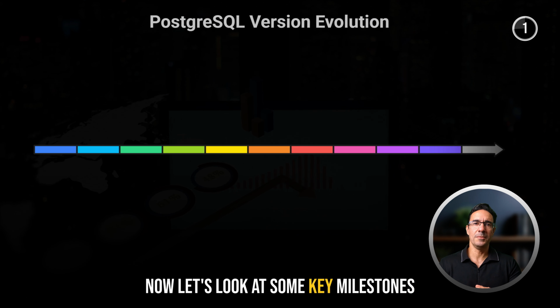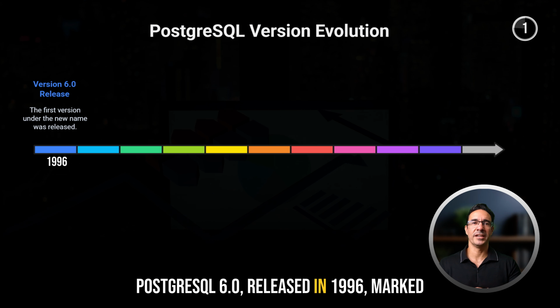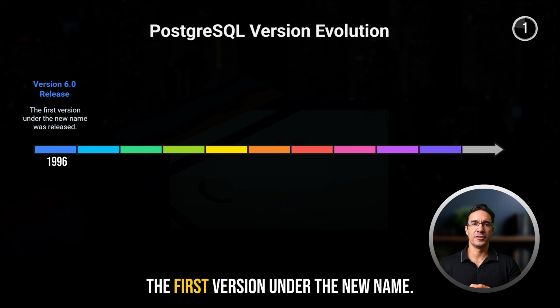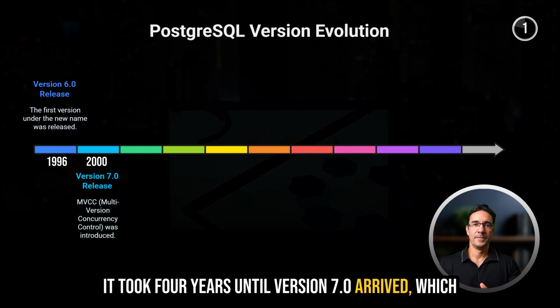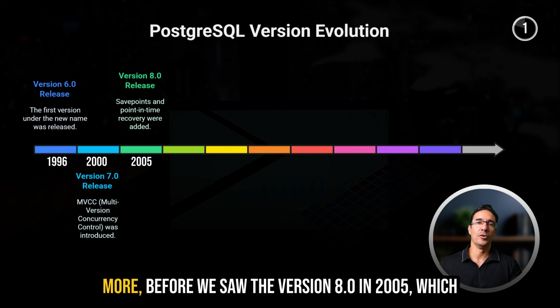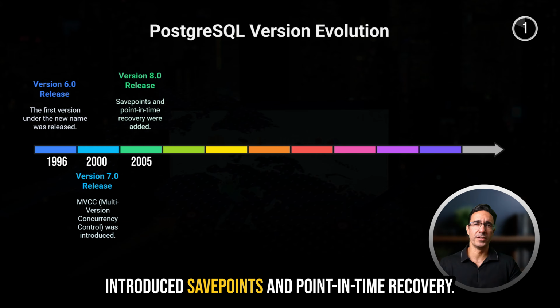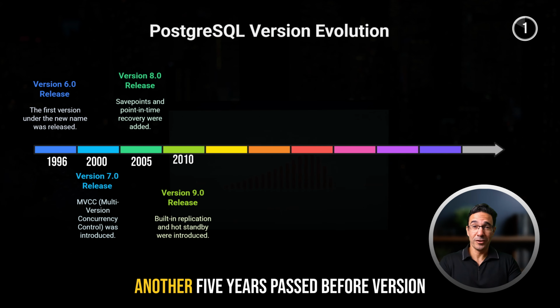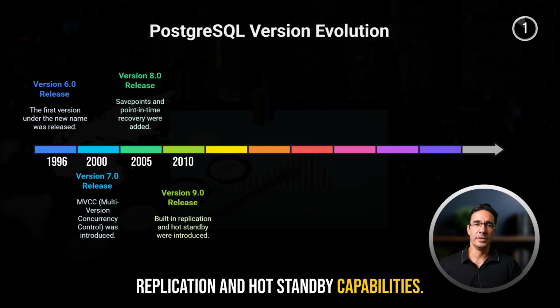Now let's look at some key milestones in PostgreSQL's development. Postgres 6, released in 1996, marked the first version under the new name. It took 4 years until version 7 arrived, which was when MVCC was introduced. 5 years more passed before we saw version 8 in 2005, which introduced savepoints and point-in-time recovery. Another 5 years passed before version 9 arrived in 2010, bringing built-in replication and hot standby capabilities.